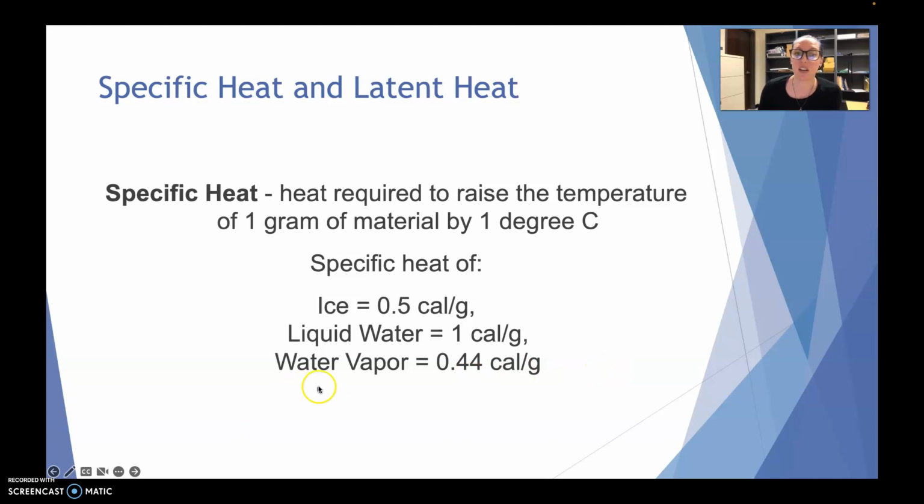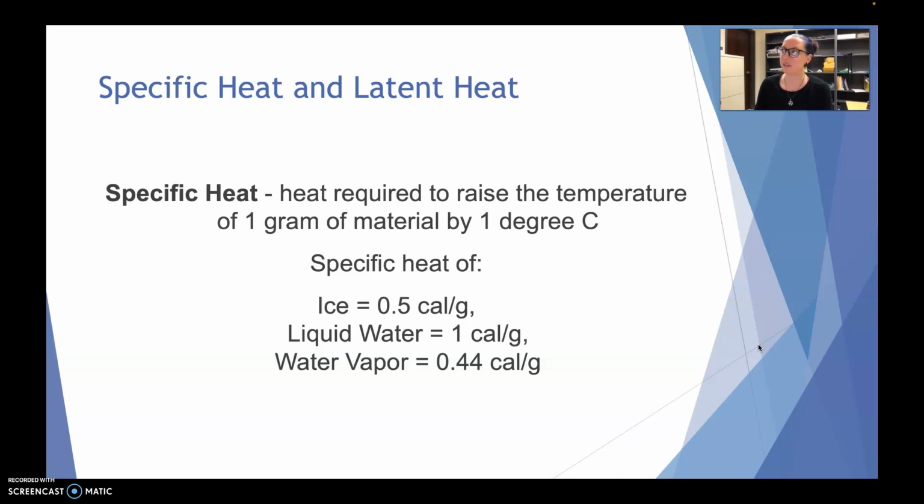And the specific heat of water vapor is 0.44 calories per gram. So the big take-home point here is that liquid water has almost double the specific heat potential as compared to water vapor or ice. Think about when you try to heat something up, like boiling a pot of water for pasta, or making some tea or coffee. It takes a long time because you're trying to raise the temperature of that material, certainly by more than 1 degree if you're trying to make it boil, but just how much energy goes into it.